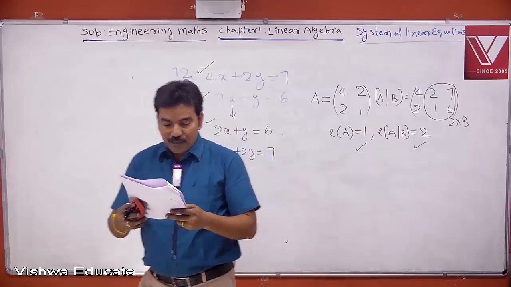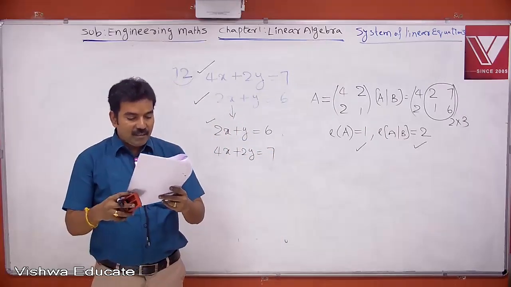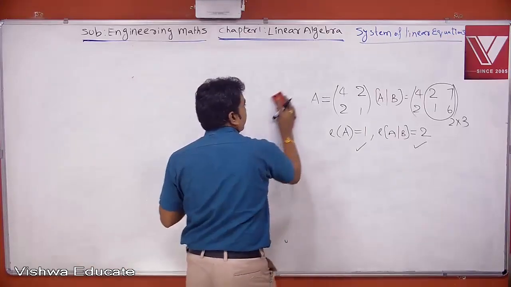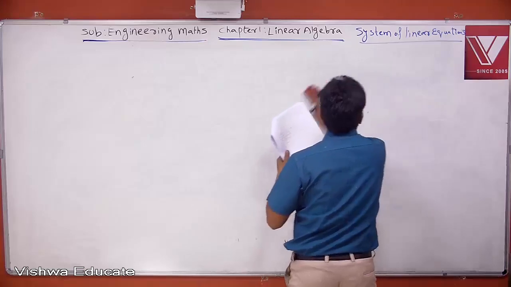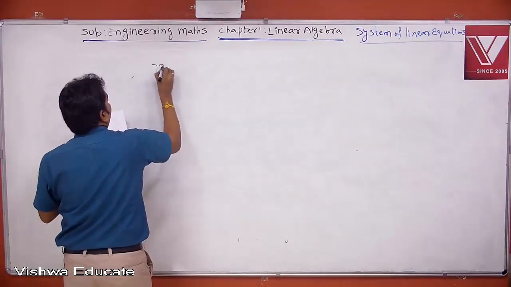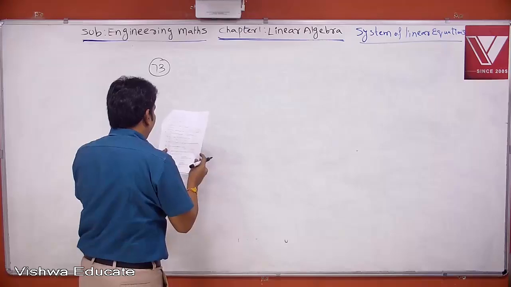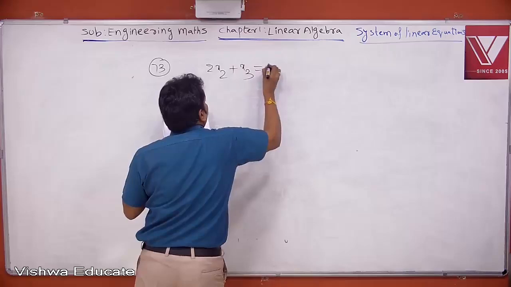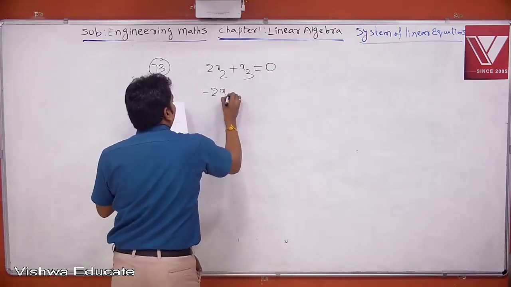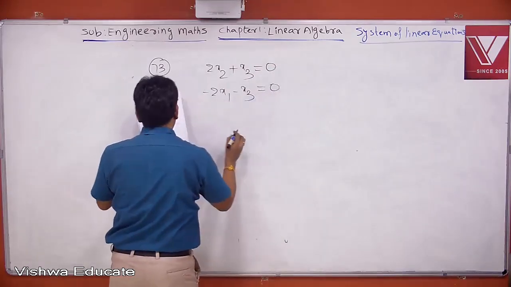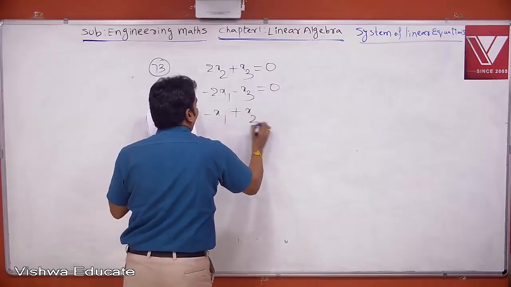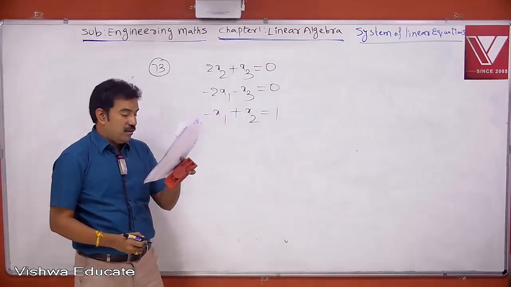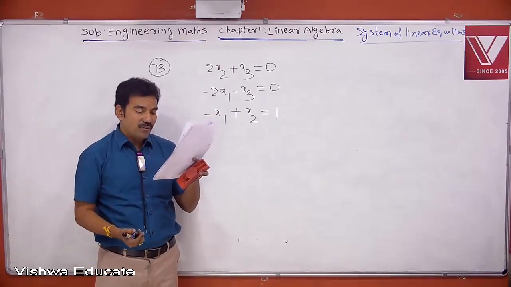Now let us move to question number 73. Consider the system of linear equations. The equations are like this: 2x2 plus x3 equal to 0, minus 2x1 minus x3 equal to 0, minus x1 plus x2 equal to 1. So the options are like this: unique solution, no solution, only two distinct solutions, infinite number of solutions.